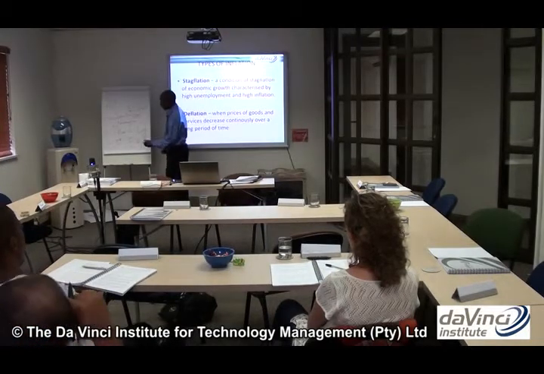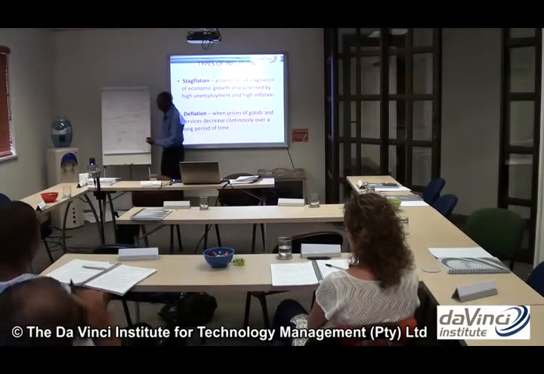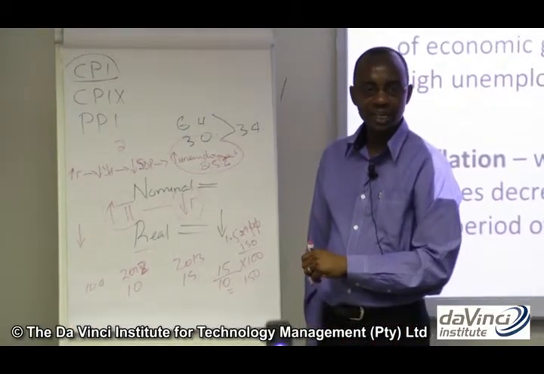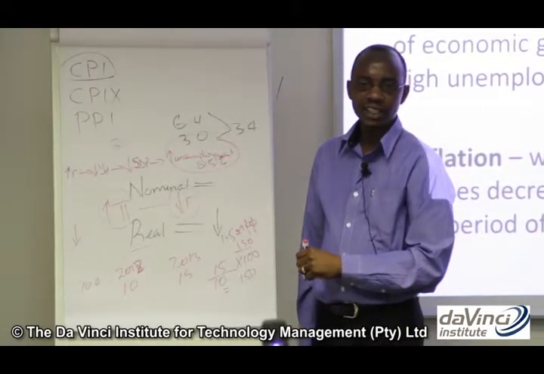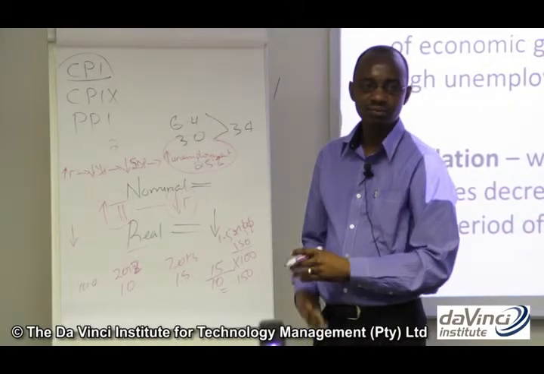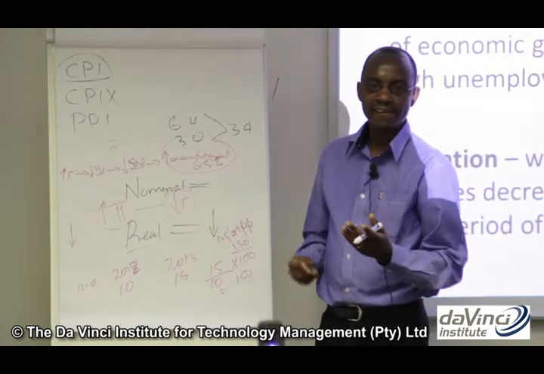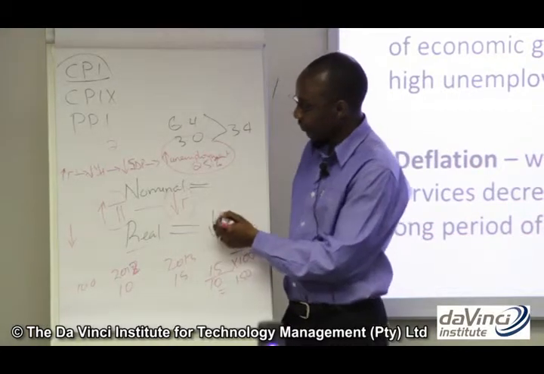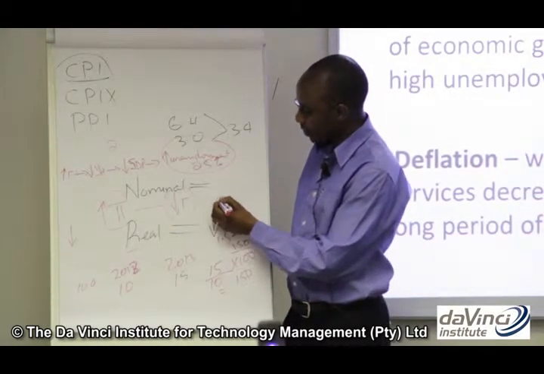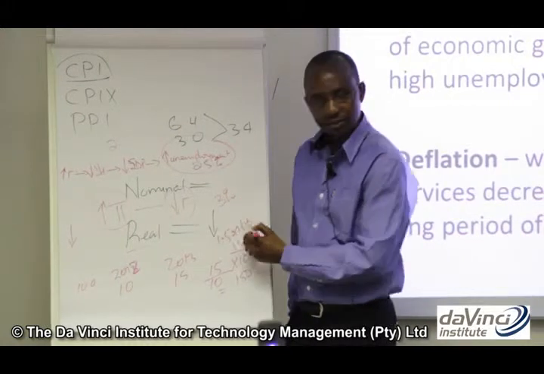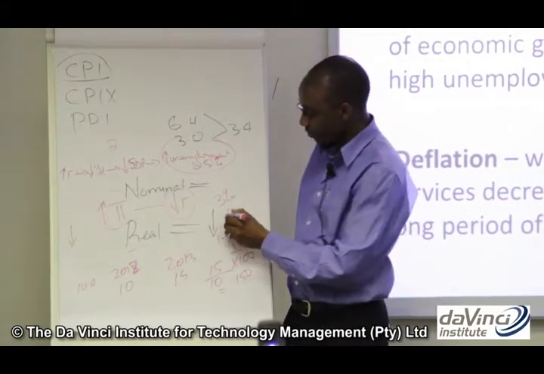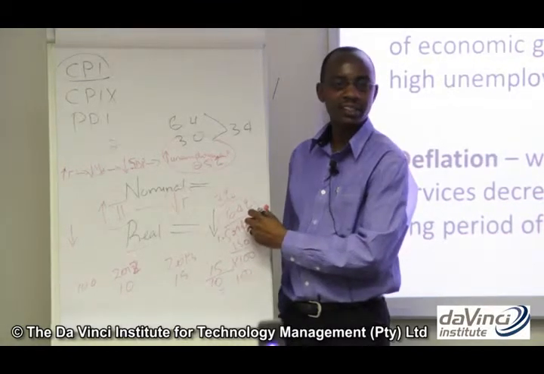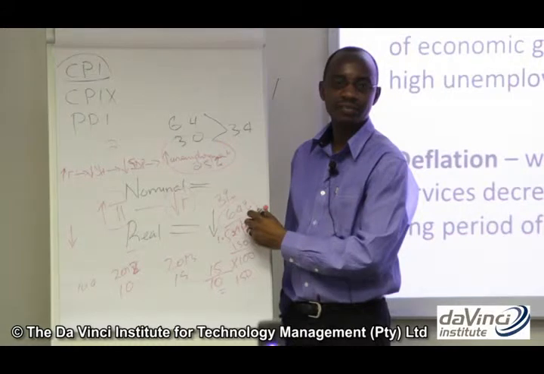But the problem with this is that if inflation is going up and interest rates are actually going down, the real return gets eroded. You see, there is no incentive now to bring your money here, because if I'm going to bring my money into South Africa and you give me an interest rate of 3%, whilst inflation is 6.4, what is happening? I'm actually losing 3.4 there. You see that?